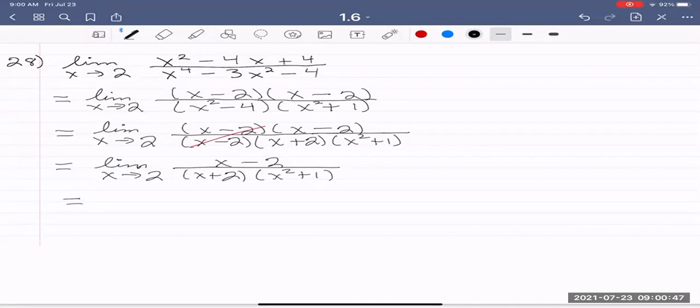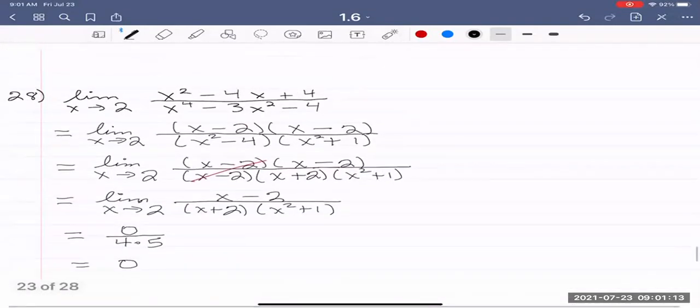And so let's plug in x equal 2. So I get a 0 over 4 times 5. Well, 0 over any non-zero number is just going to be 0. Okay. Any questions about that?